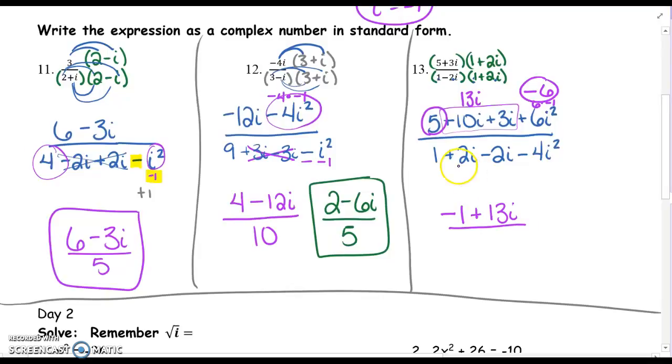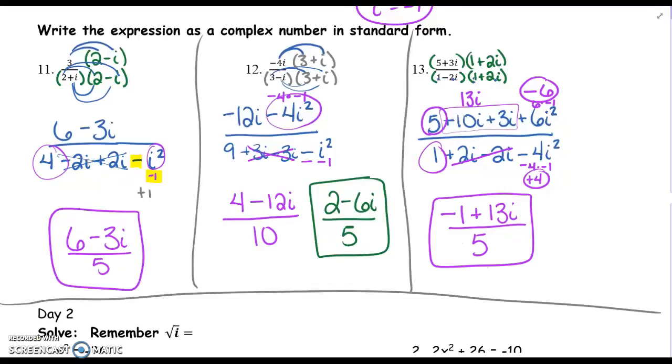In the denominator, 2i minus 2i cancels each other out. Negative 4i squared is negative 4 times negative 1, which is positive 4. So in the denominator, we have 1 plus 4, which is 5.